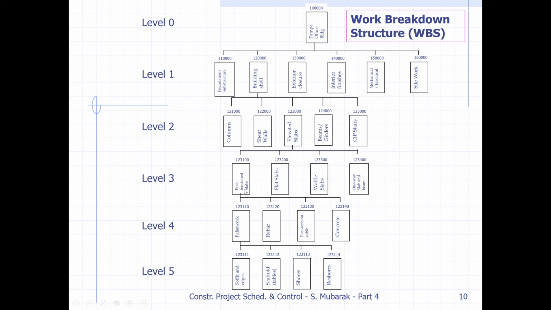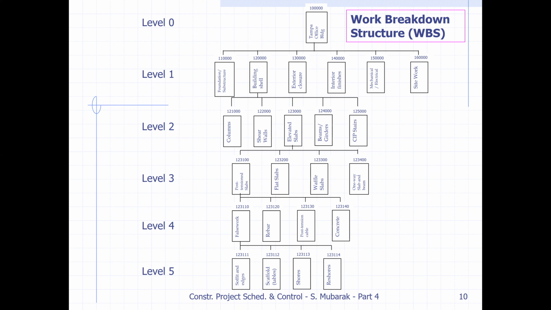And if we take just a post tension slab, what is involved in that at level 4? How much is false work? How much is the fixing of reinforcement for that post tension slab? And if there are tendons, those cables are post tension tendons. Then the costing of concrete for that post tension slab.